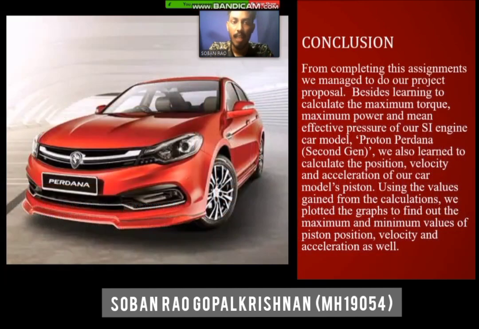Okay, next we see the conclusion. From completing the assignment, we managed to do our project proposal. Besides learning to calculate the maximum torque, maximum power, and mean effective pressure of our SI engine car model, Proton Perdana, we also learned to calculate the position, velocity, and acceleration of our model's piston. And using the values gained from the calculation, we plot the graph to find out the maximum and minimum value of the piston position, velocity, and acceleration using Excel.